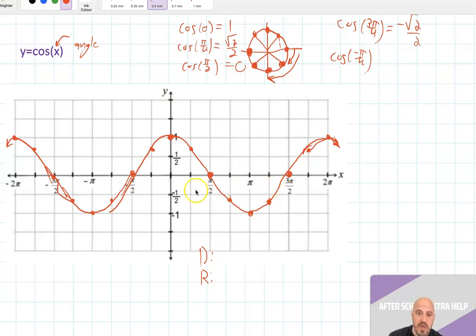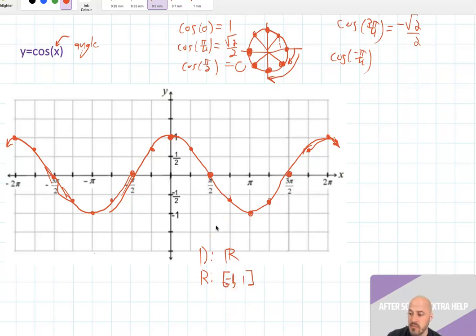Domain. Usually we do domain first. My inputs, anything I can't put in. Is there any angle that blows up everything? No. There's no way to get a divide by 0 or something, right? So your domain's all reals. And your range, is your range any different than sine? What's your highest value and your lowest value? -1 and 1, right? Nothing comes out lower than -1 or higher than 1. Whoops, I forgot the actual 1 there.